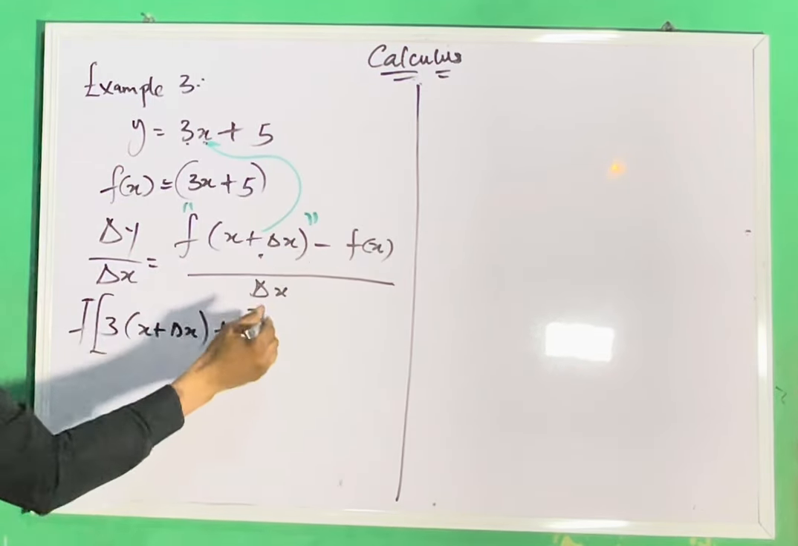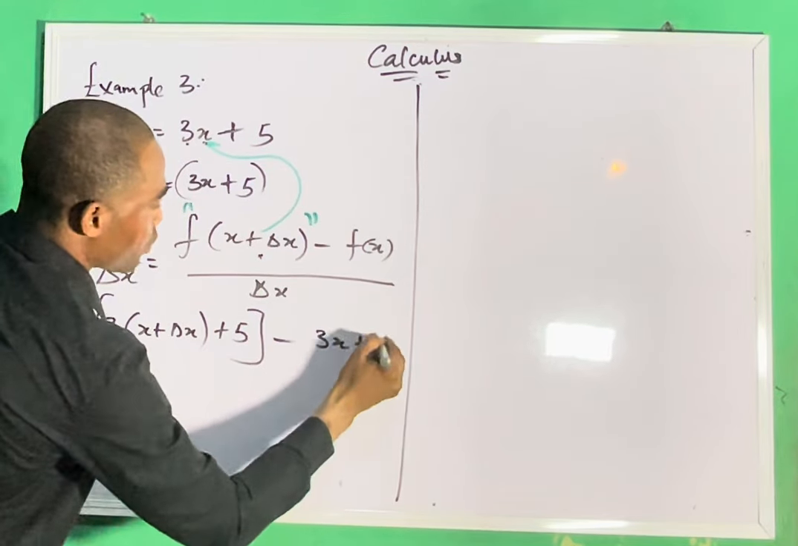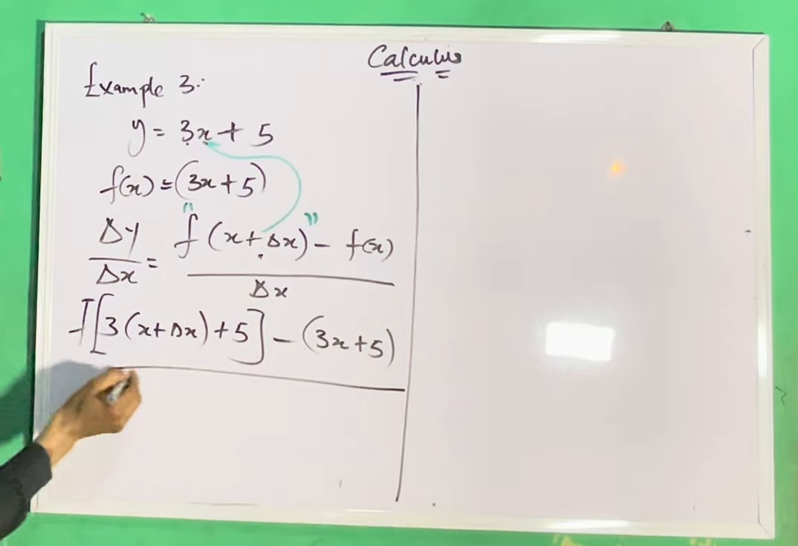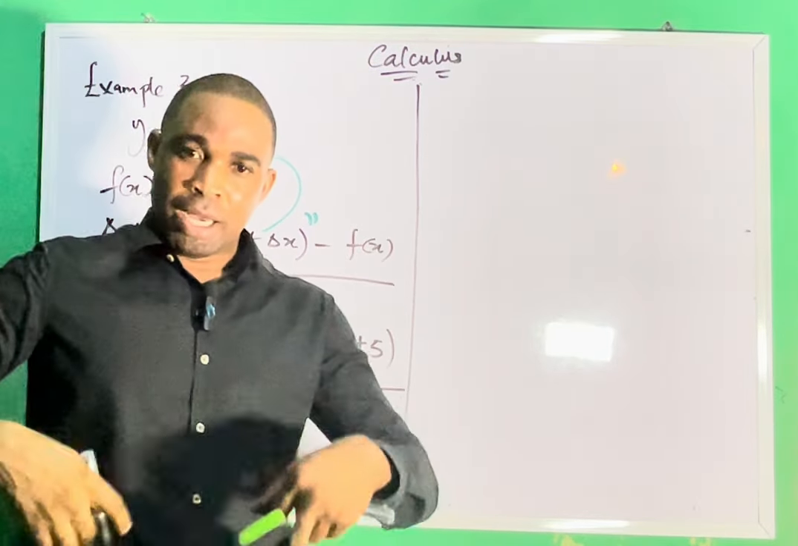That's for the first function. Then minus f of x. What's the f of x? 3x plus 5. Close the bracket too. Are we together? Then all over change in x. We have this. Calm down, you will understand.